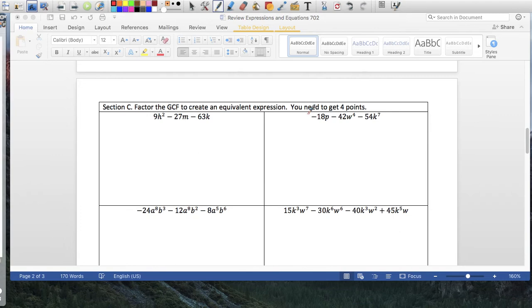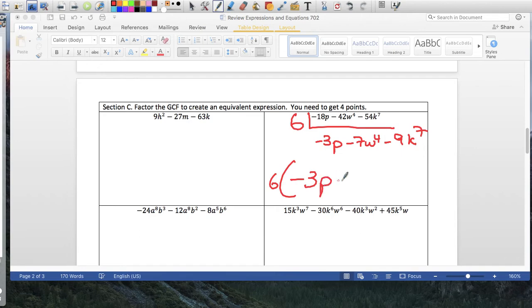Here, what can I pull out? 9? No, 6. 6 seems like the biggest number. 18, negative 18p divided by 6 is negative 3p. 42 divided by 6 is 7w^4, and 54 divided by 6 is going to give me 9k^7. So this one's pretty self-explanatory. So it's going to be 6, negative 3p, minus 7w^4, minus k^7.